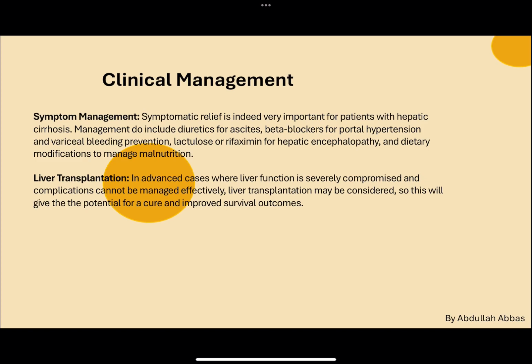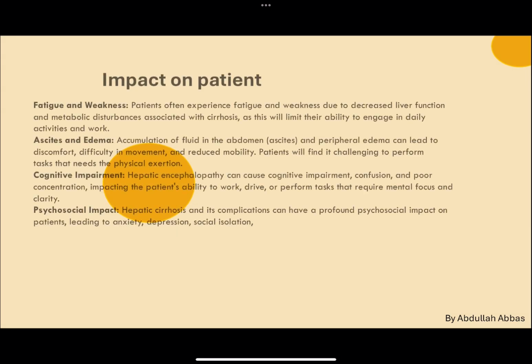And the fourth one is liver transplantation. In advanced cases where liver function is severely compromised and complications cannot be managed effectively, liver transplantation may be considered. So this will give the potential for a cure and improved survival outcomes.